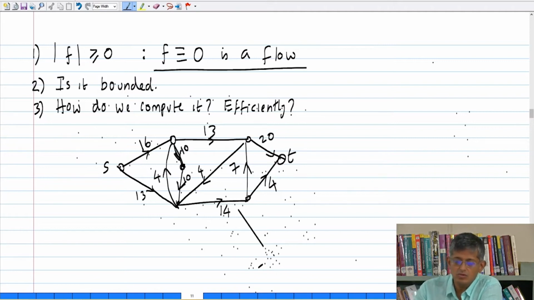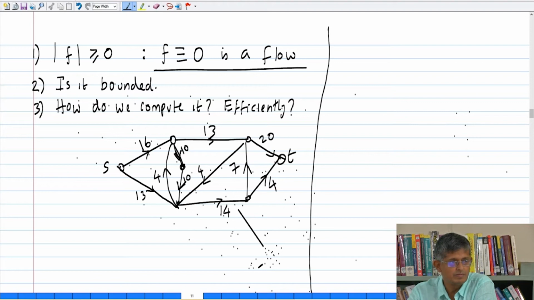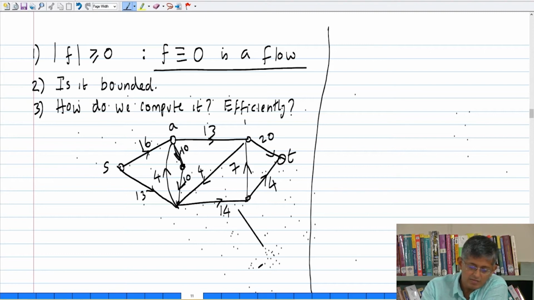So let's do a small exercise. Let's compute a non-trivial flow. Can somebody come up with a non-trivial flow here? Non-trivial meaning that not all 0. In other words, let me also name the vertices: A, B, C, D and E.